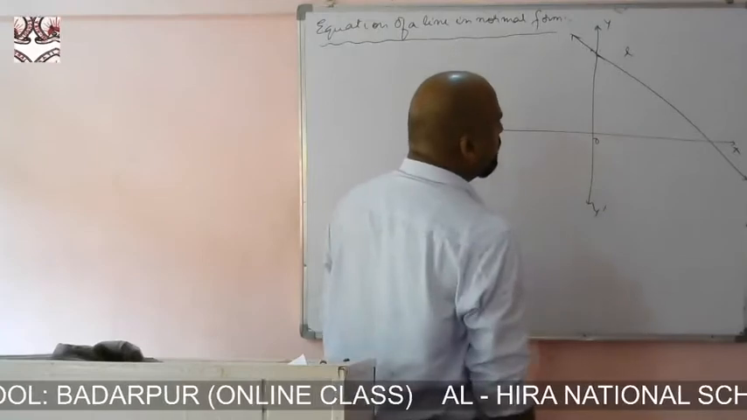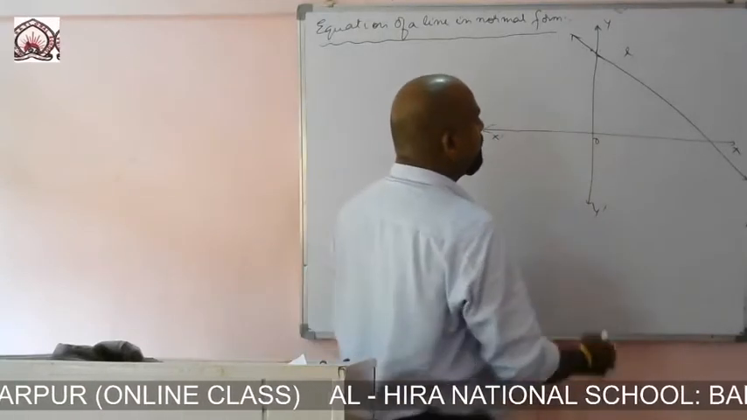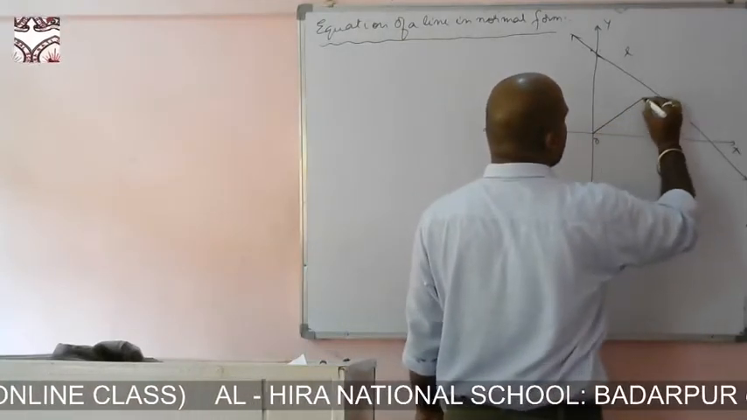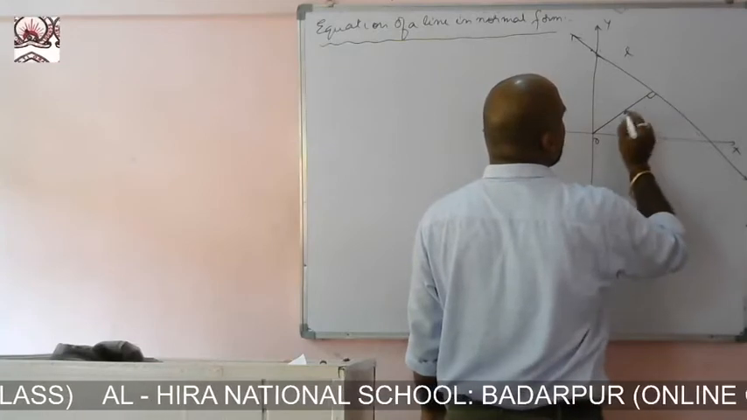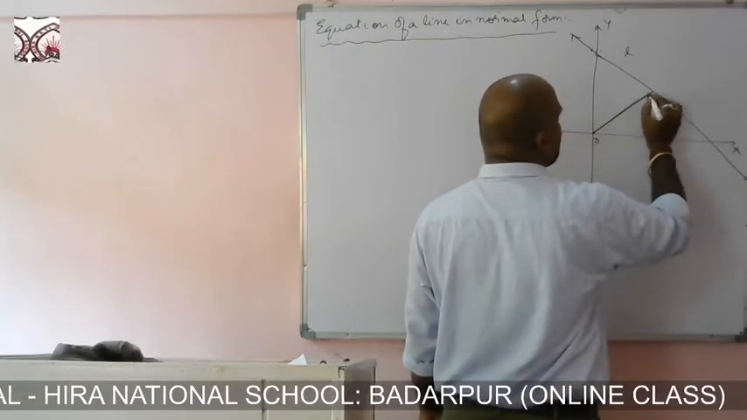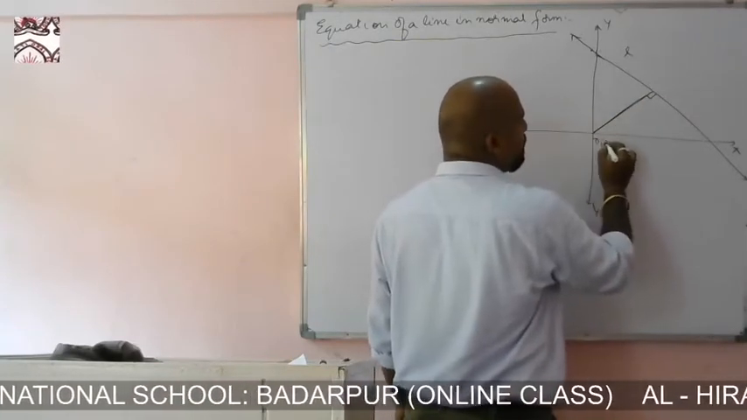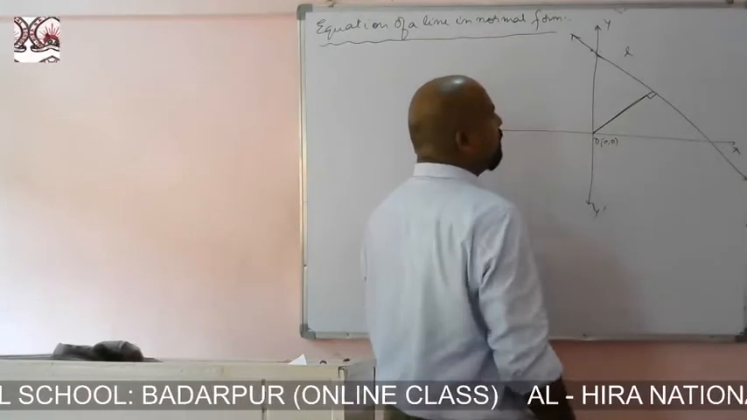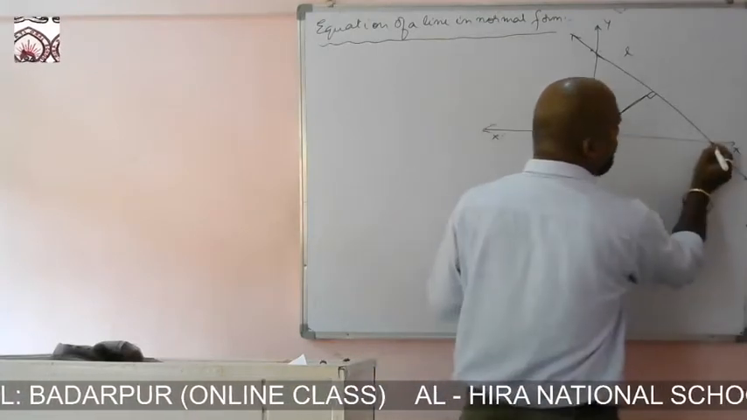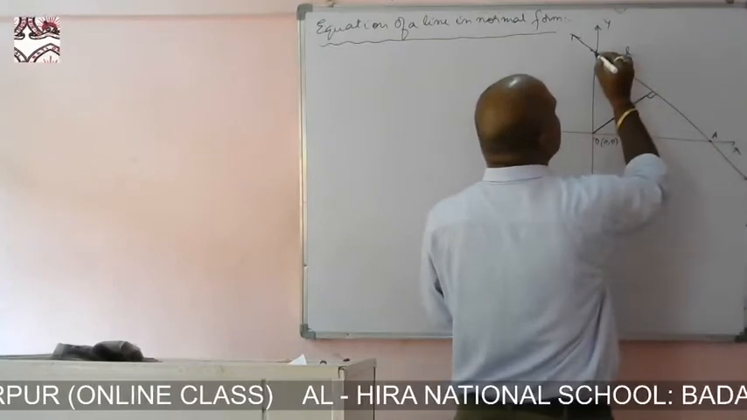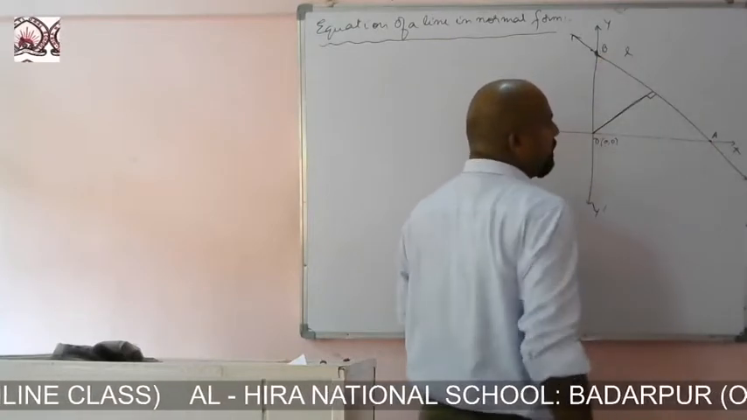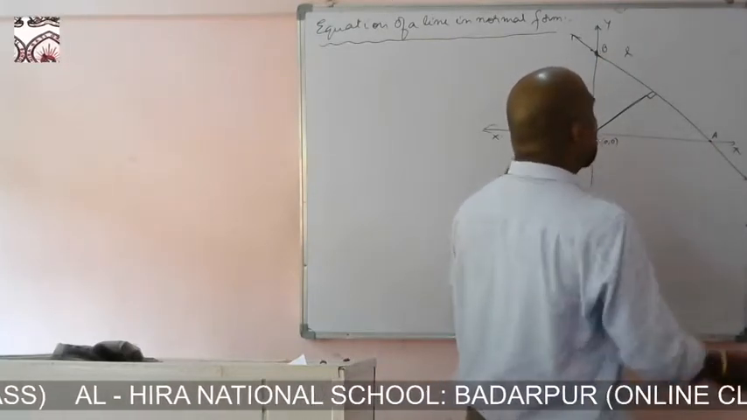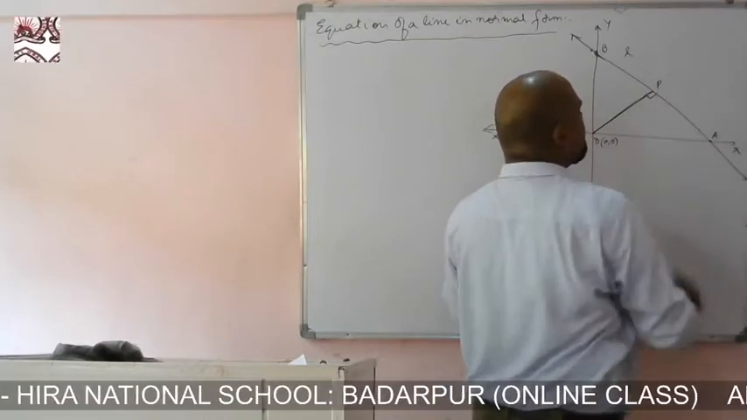Now, let us consider this is the perpendicular, the perpendicular distance from the origin (0, 0). Let us consider this point is A, this point is B, and let us consider OP, where this point is P.